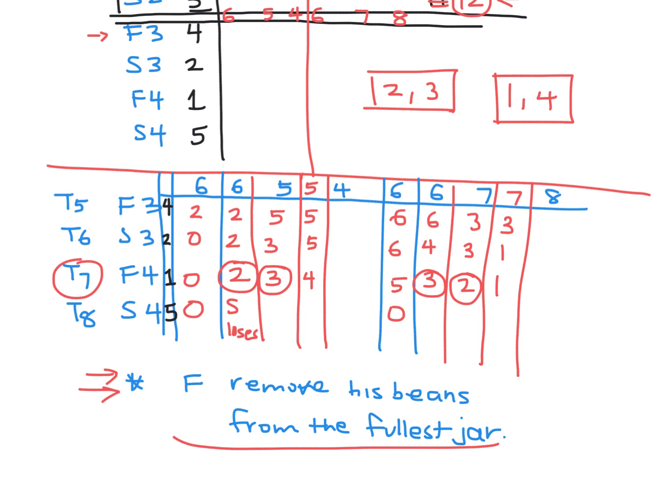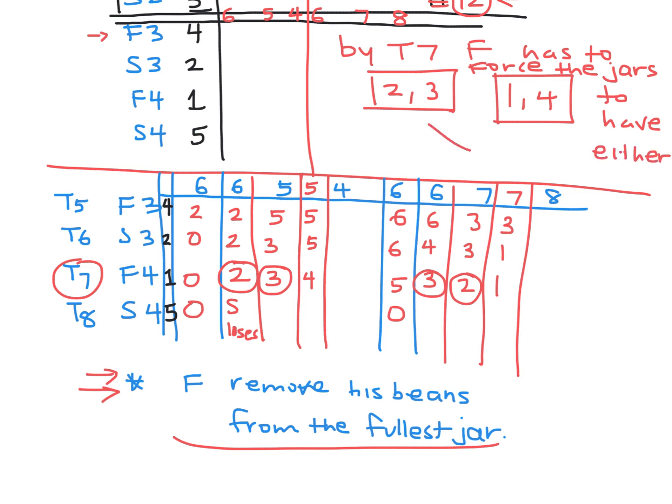So what that basically means is by T7, Frank has to force the jars to have either 2 and 3 or 1 and 4. You got it? Okay, let's try a couple more.